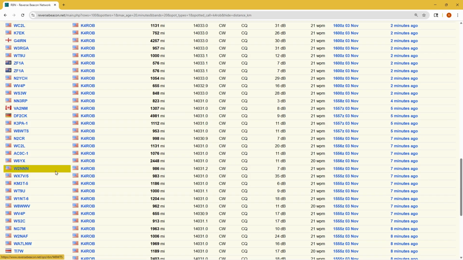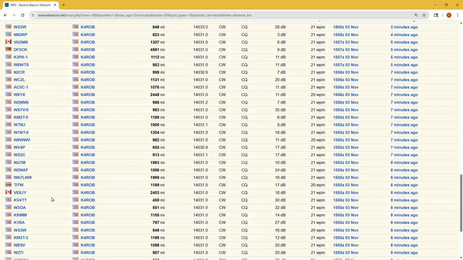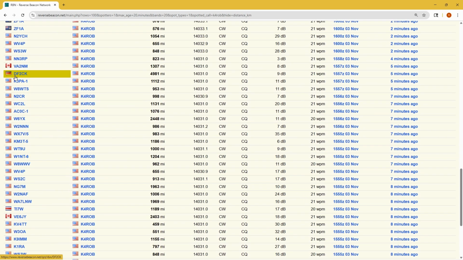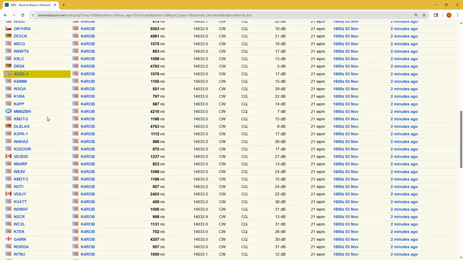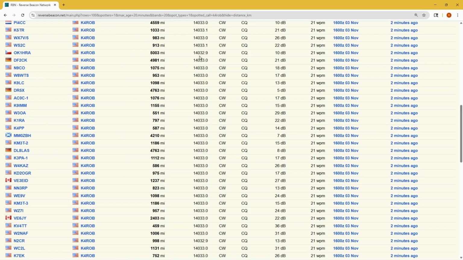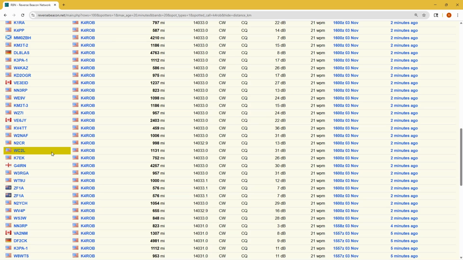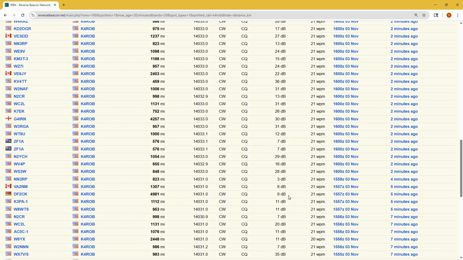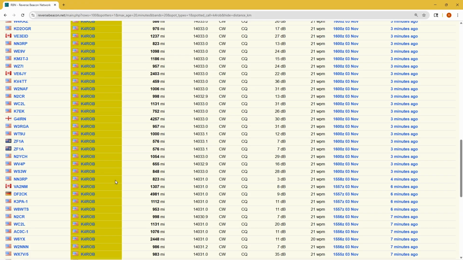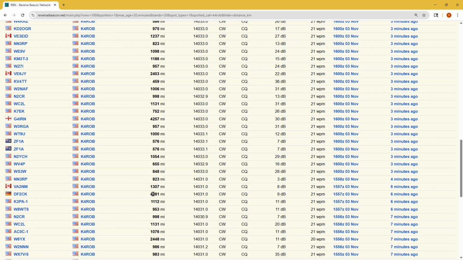Here's DF2CK. That was on the wire. Here's on the beam. It's 21 dB signal to noise on the beam. He's 19. So he's 12 dB stronger. Can you see that here? I didn't mean to click on that. He's 4,981 miles. We were on the loop on 31. He's 9 dB signal to noise, right?